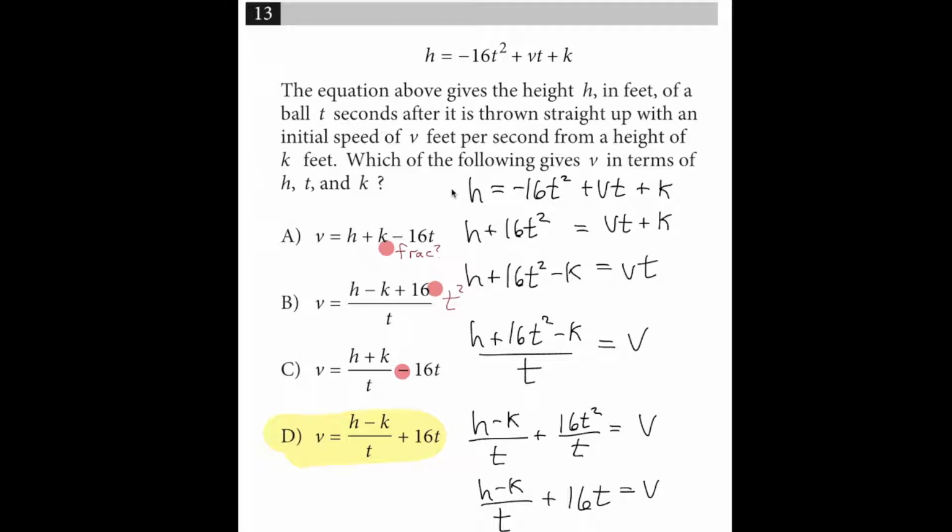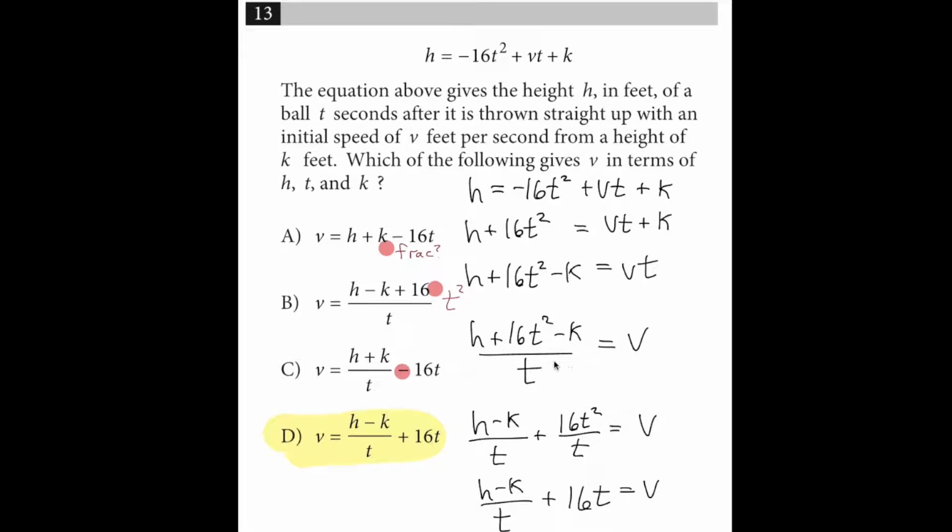And so you write it all out, and then you can add 16t squared to both sides. And then you can subtract k over to this side, so you basically have everything equals v times t. So divide both sides by t, undo this multiplication that's understood to be here, and you bring the t over.